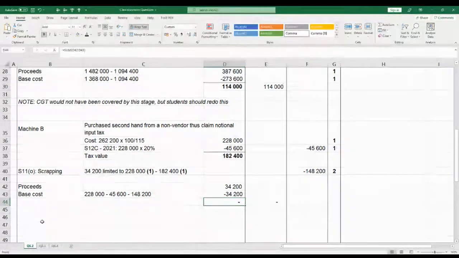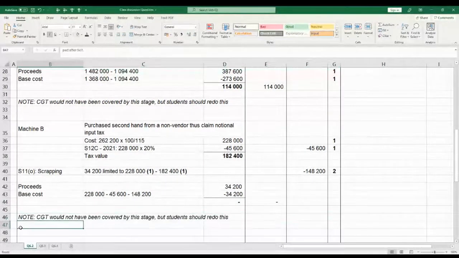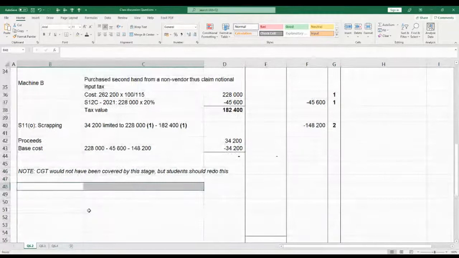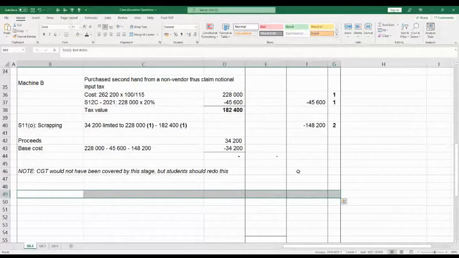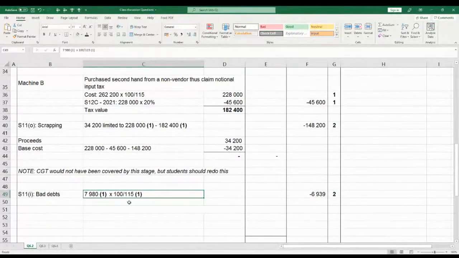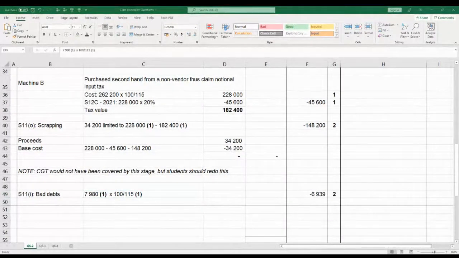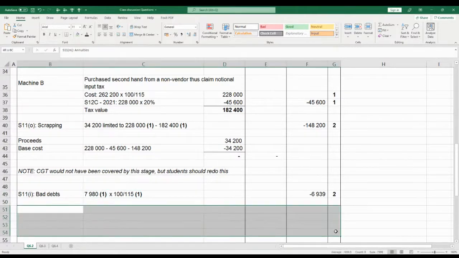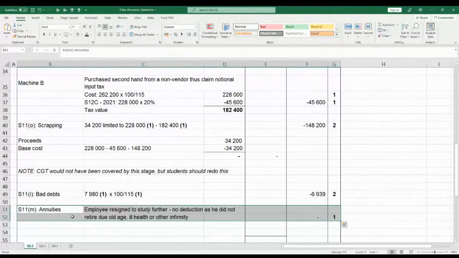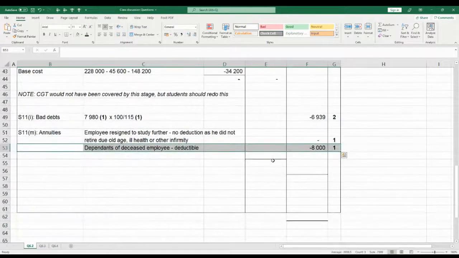Then we have the write-off of our bad debts. Okay, so the write-off of the bad debts would be at the amount excluding VAT, because we have to remove the VAT. So we take the 7,980, we multiply it with 100, divide by 115, gives us 6,939 Rand. And then for the two annuities, we said the first annuity is not deductible because they did not retire due to ill health, and the second one would be deductible because it is to a former employee that is deceased.